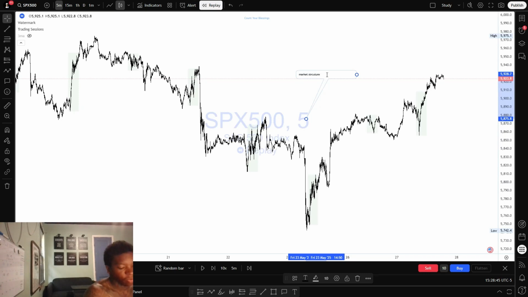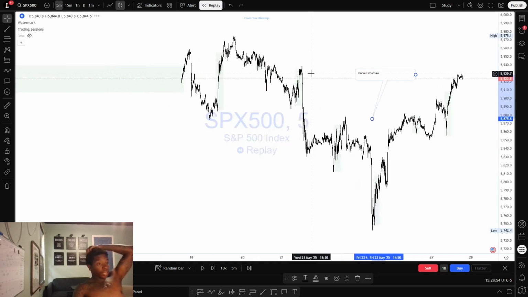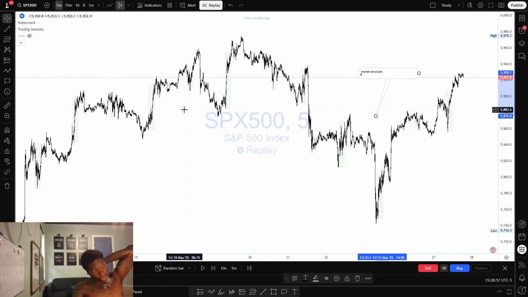market structure. Just seeing market structure allows me to see the direction of the market, seeing which way it's gonna go, where I could potentially take the trade to, where I can see it potentially find support at, find resistance at, just different things like that.